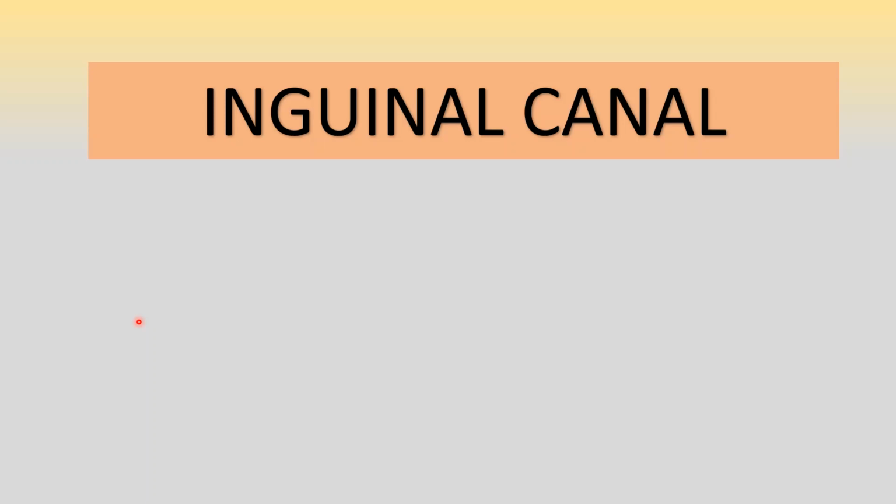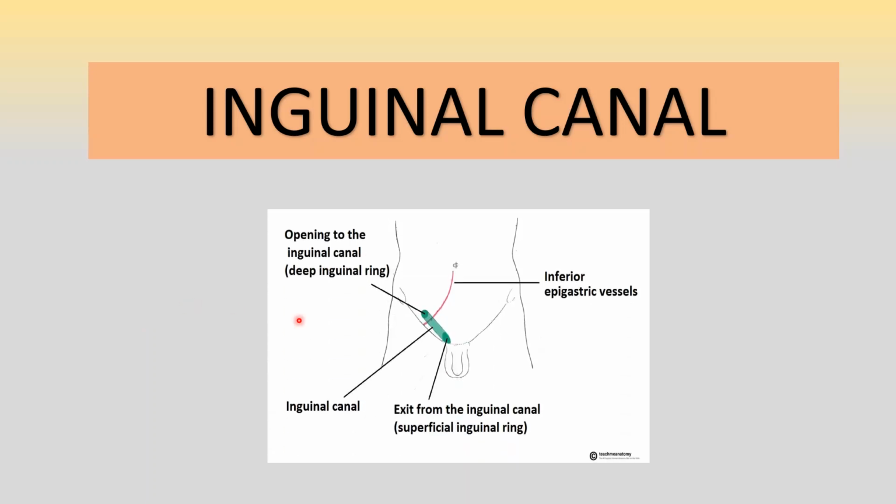The first question is, what is an inguinal canal? Basically, it's an oblique passage in the groin area which starts at the deep inguinal ring, then runs downward and forward and ends at the superficial inguinal ring. Next I will show you where it is located, its boundaries and its contents.